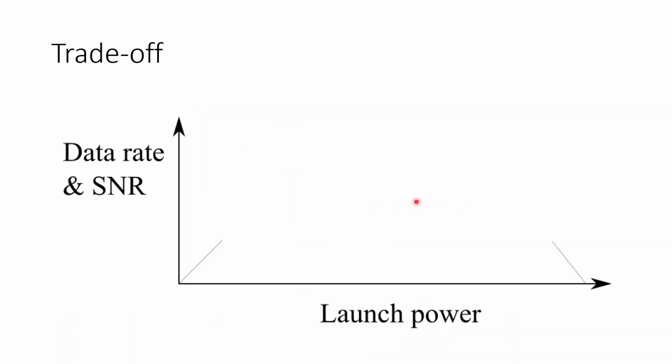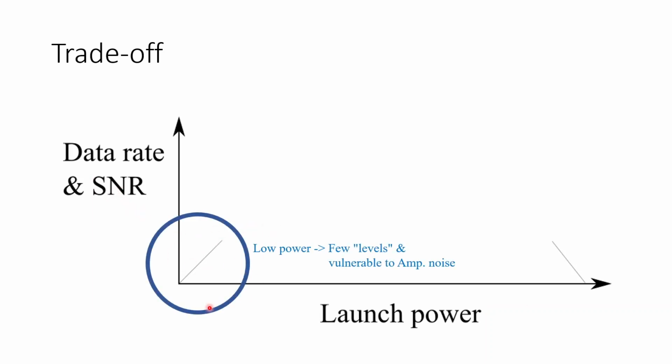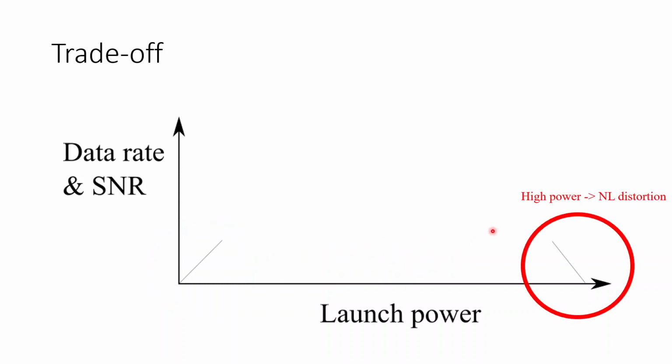So in summary, we have some kind of trade-off between the launch power that we're sending into the fiber and the data rate, which is related to the signal-to-noise ratio. In this limit right here, where we have low launch powers, then we can have very many amplitude modulation levels, and also our signal is very susceptible to amplifier noise. In the other regime here, if we have very high power, then we have too many nonlinear distortions to send a reliable signal down the fiber.